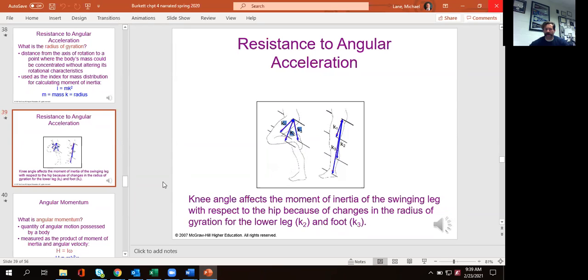Questions there on the radius of gyration or on inertia?